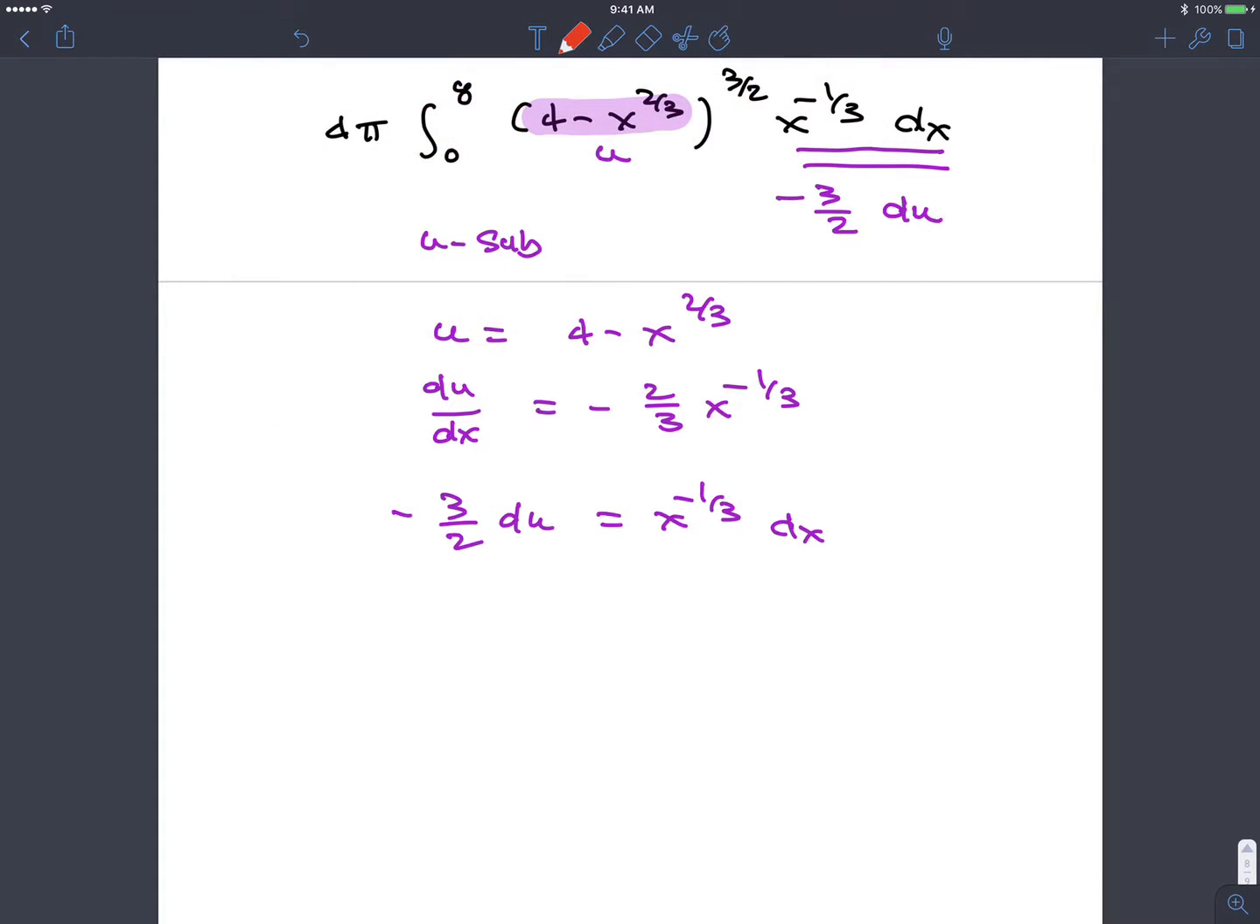Let's remember the limits. When x is 0, that means u is going to be what? 0. Is that right? Let's write it here. 4 pi integral u to the 3/2 times negative 3/2 du. When x is 0, u is 0. When x is 8 now, what happens? What does u become when x is 8? Anybody know?